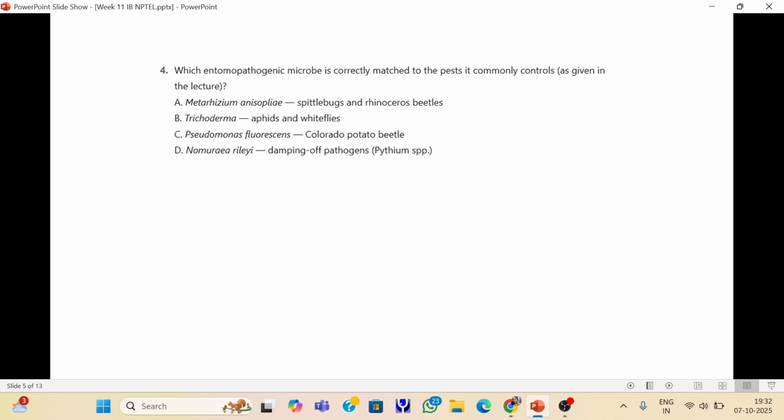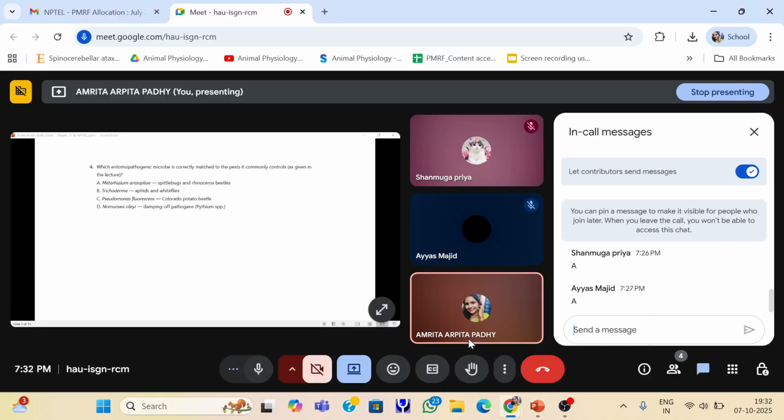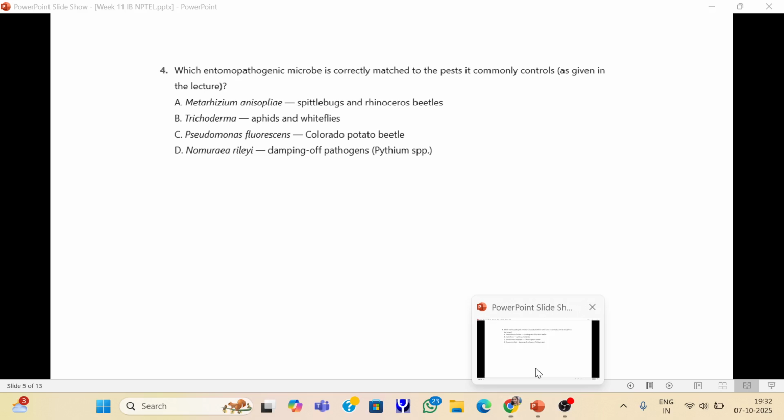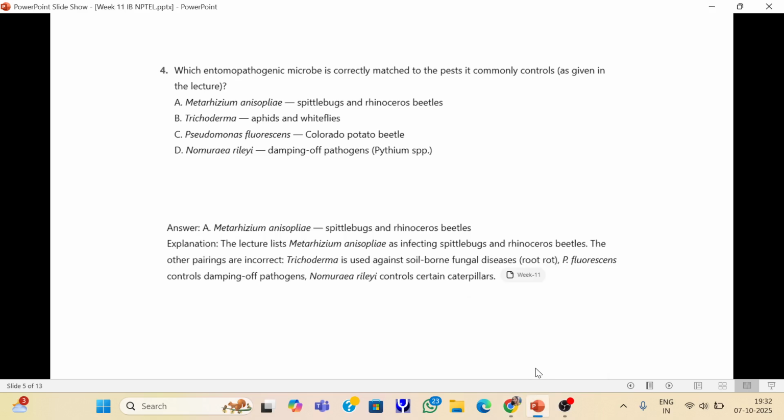Okay, let's see what is the correct answer to this question. It is A. Metarhizium anisopliae. So that is A, spittlebugs and rhinoceros beetles. So the correct match here is option A.